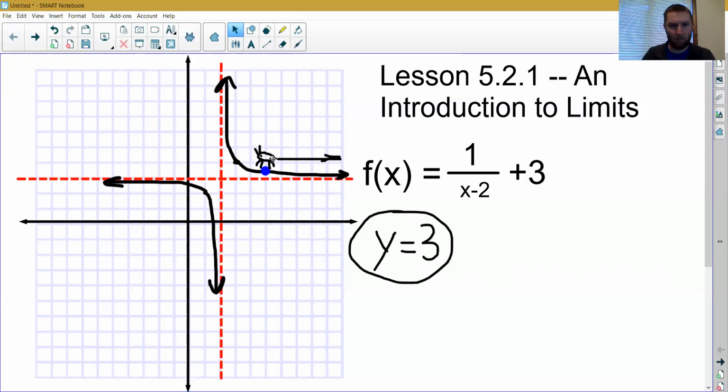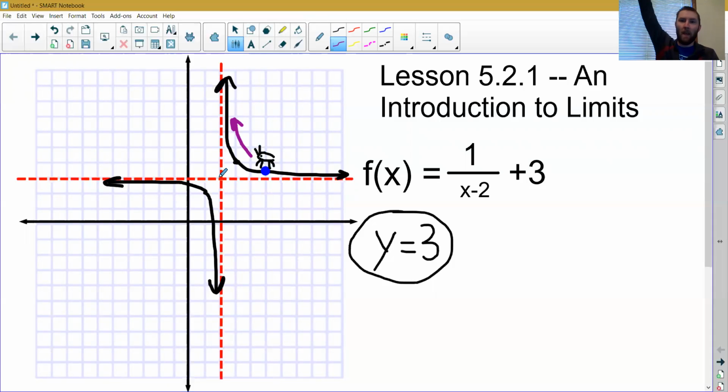If I were to take Benny Bug here and not have him go this way, but instead have him go this way, to the left in this case. If he goes up this mountain here, approaching x equals 3, when he gets there he's pretty sure he's going to be at the top of Mount Everest, right? As high as he can possibly be. So what we say, what we write, is this.